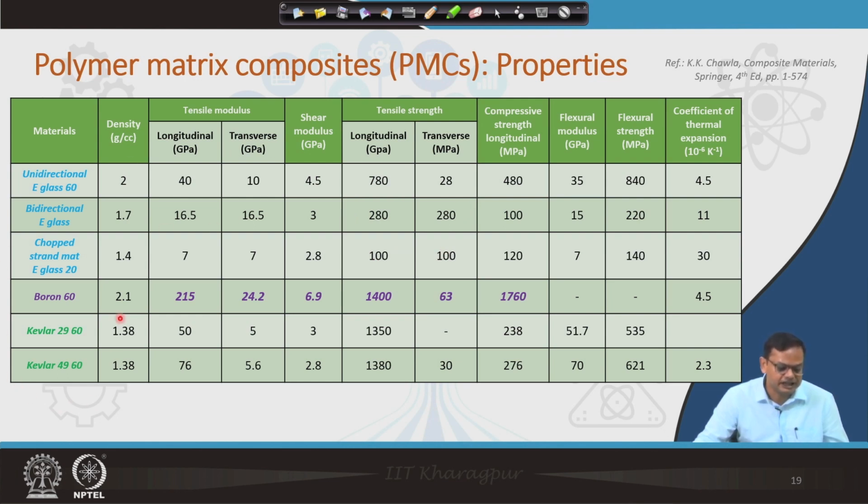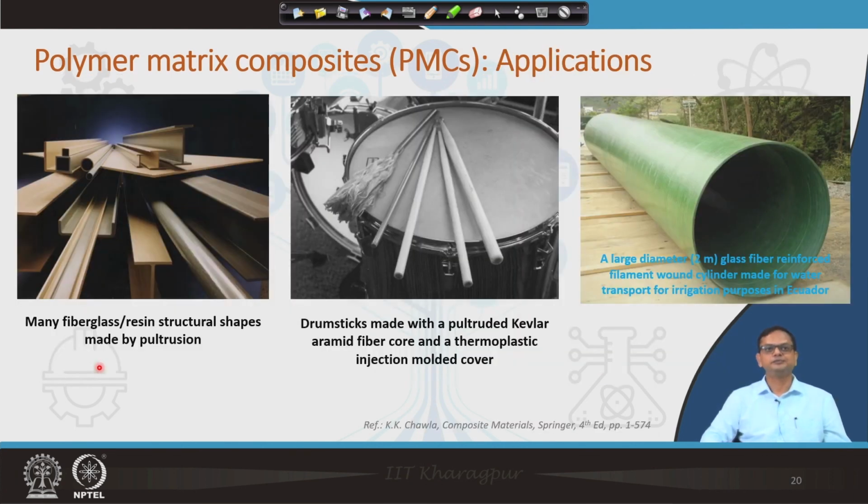Similarly, you can see here Kevlar 29 and Kevlar 49. So, different kinds of Kevlars can be used. Kevlar 49 has higher strength, but Kevlar 29 has higher fracture strain. So, based on what kind of applications you have and what kind of properties you want, you choose your fibers and your polymer matrix, and the different processes as I mentioned earlier, and you get your polymer matrix composites.